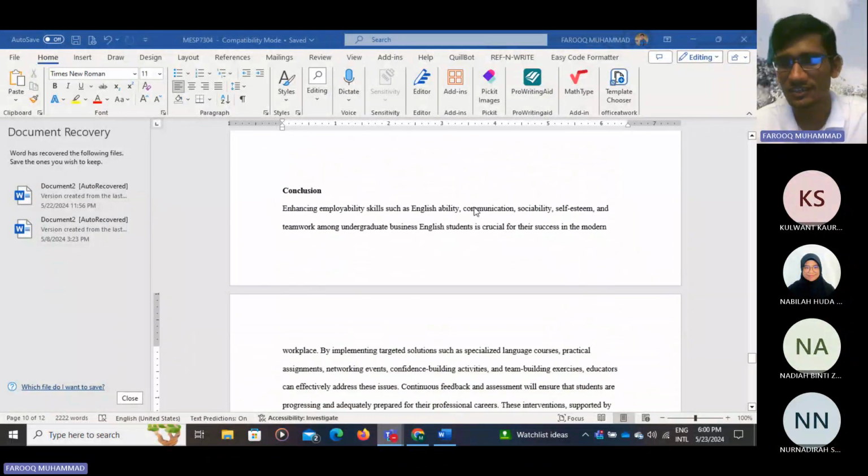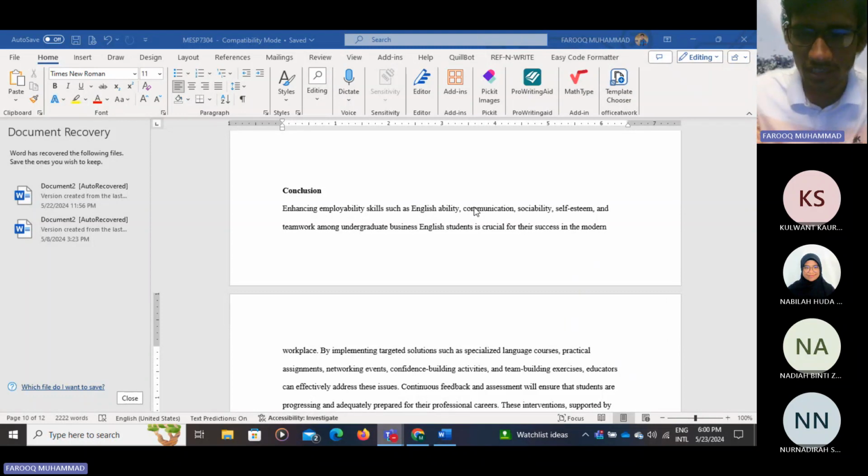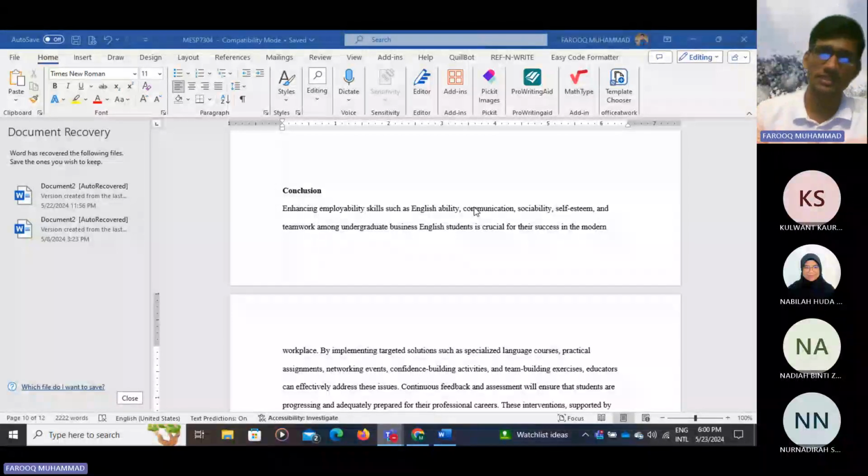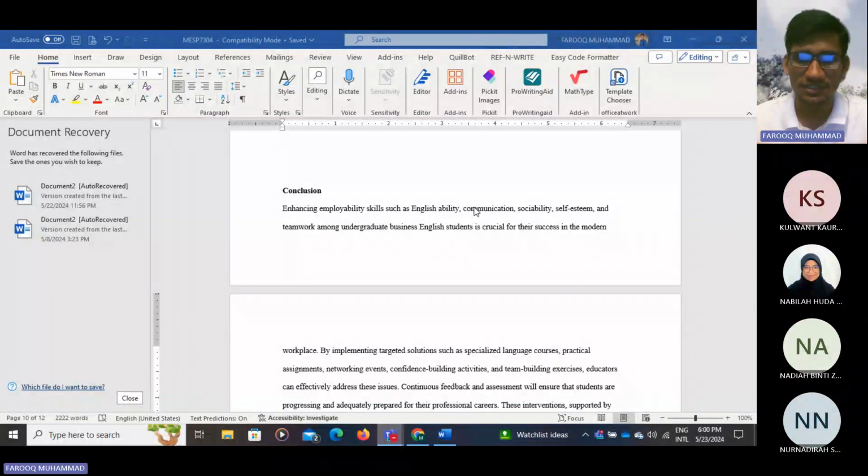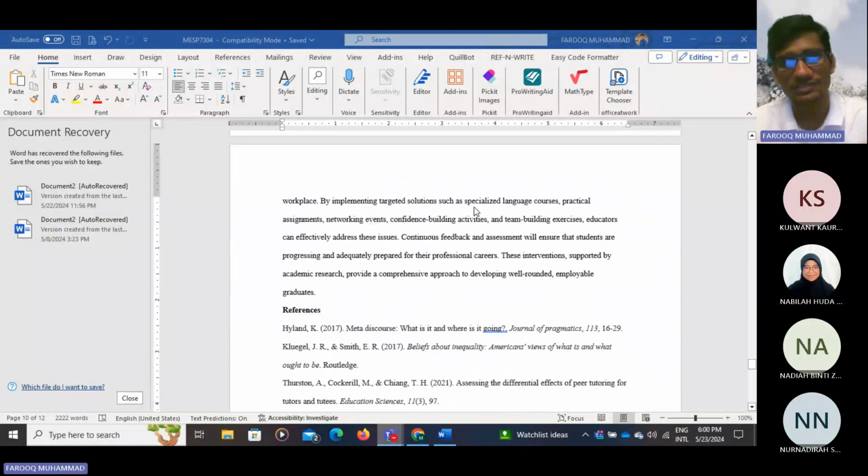Now I will conclude all these things. Employability skills, as we have English ability, communication, social ability, self-esteem, and teamwork, among undergraduate business English students are crucial for their success in the modern era.